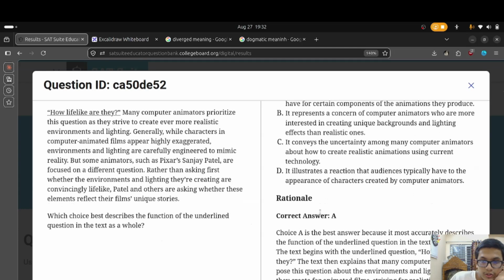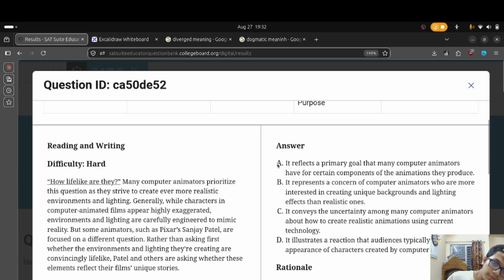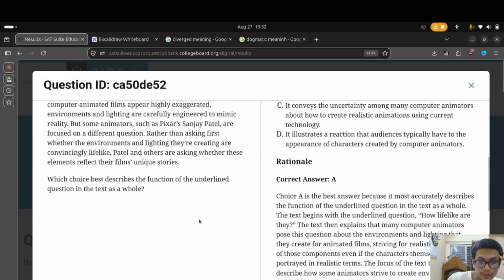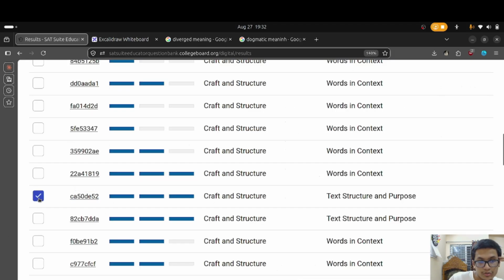Now, why choose the underlying question? Because how lifelike are they? So the primary goal that many computer animators have for certain components of the animations they produce. Oh, you see, that's the mistake I made. I didn't read the option properly. So I'll mark this question. It's important for me. So let's go to the next question.